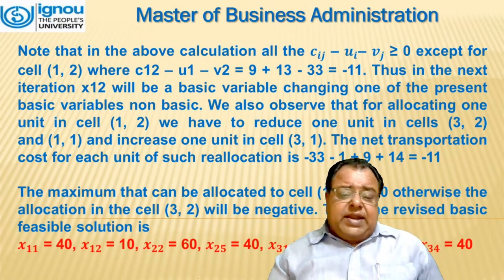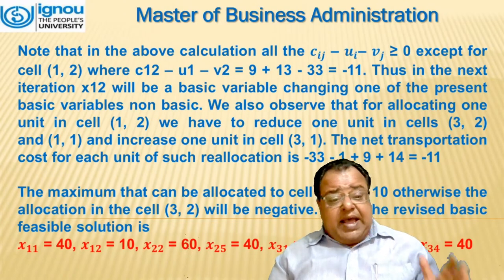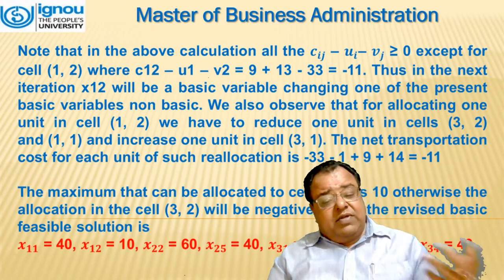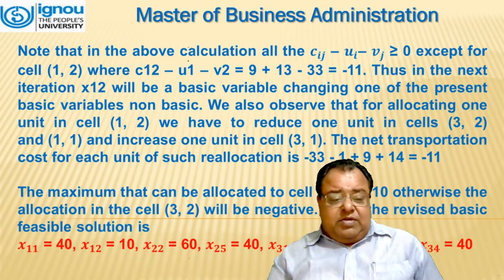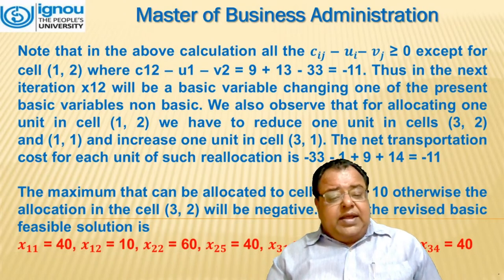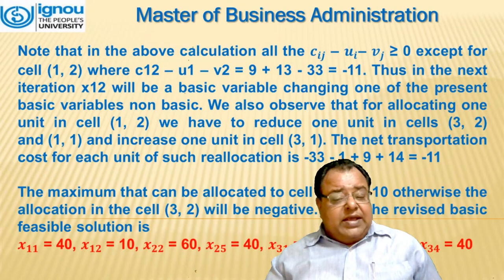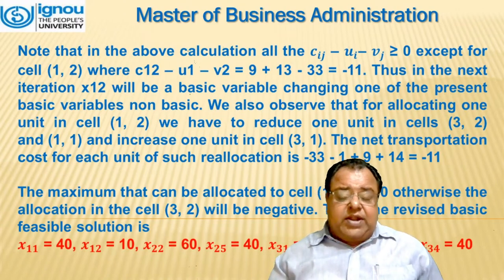The maximum that can be allocated to cell 1, 2 is 10. Otherwise, the allocation in cell 3, 2 will be negative. That means the revised basic solution will be x11 40, x12 10, x22 60, x25 40, x31 60, x33 50, and x34 as 40.